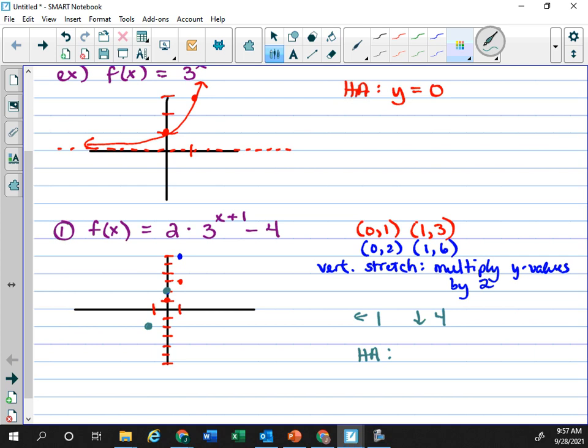The graph got shifted down 4, right, Connor? Yeah, so your horizontal asymptote is down at y equals -4. That asymptote will always follow the vertical shift. Okay, so whatever your vertical shift is, that's your asymptote. So there's the asymptote down there.